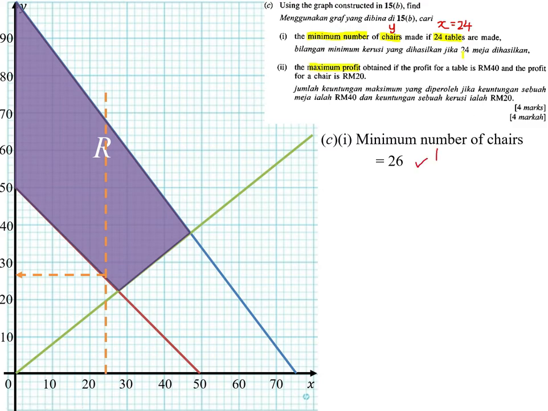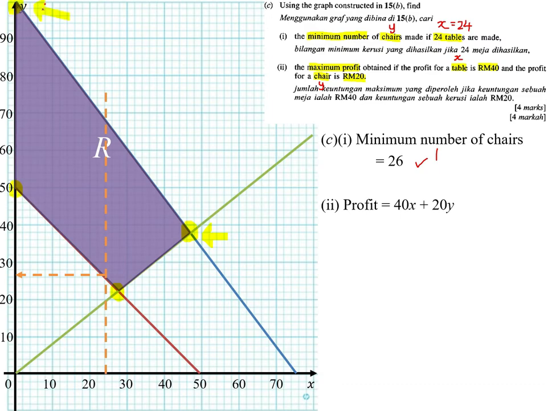Maximum profit. If the profit of a table is 40 ringgit and the profit for a chair is 20 ringgit, then 40x plus 20y. Actually, it's the profit function. Now, we want to find the maximum. Either maximum or minimum, you always take from the vertices. So you have 4 vertices here. But there are 2 vertices you no need to consider, right? Because you know that it will not be maximum profit unless the question asks for minimum, which is this point. And also this point, impossible for maximum. So the maximum can be either this point or the point at the top here.